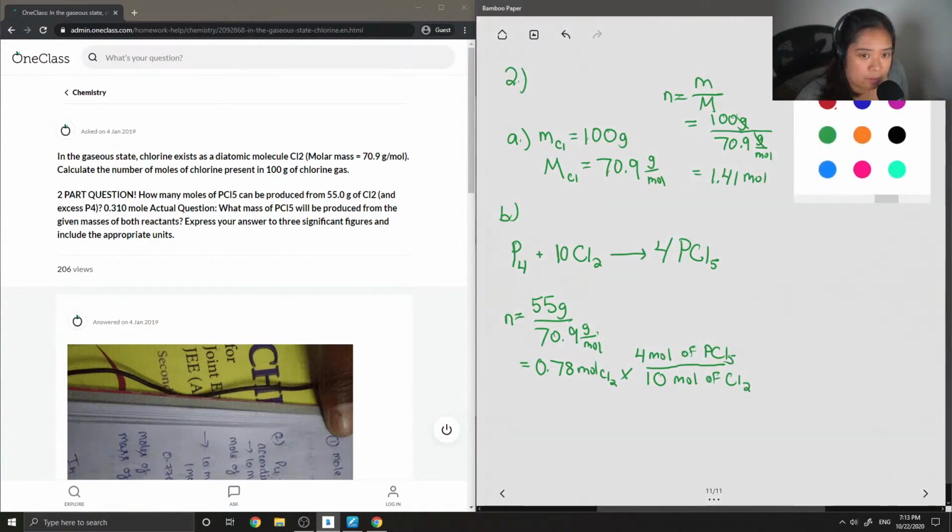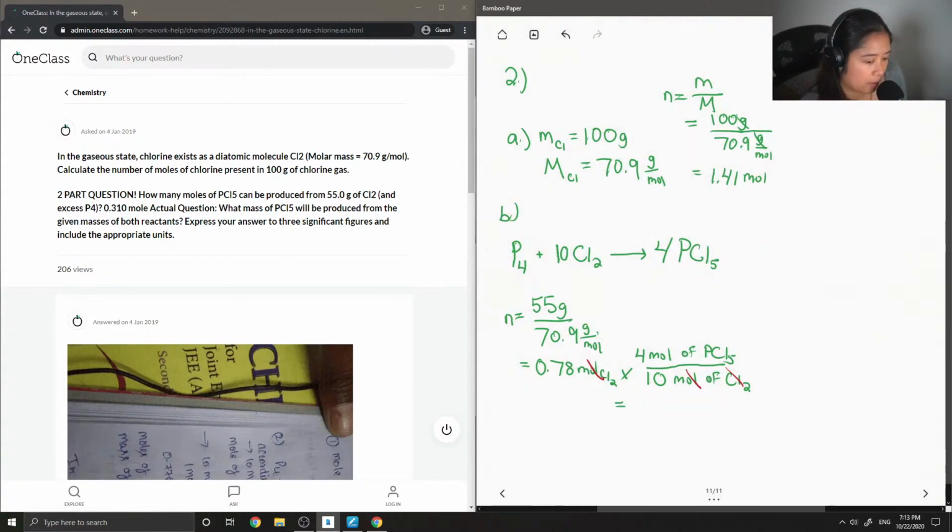And if you get confused about which one is at the top and which one's at the bottom, always make sure you look at your units. So your moles of chlorine should cancel out, and the moles that you're looking for remains. So in our case, the moles of PCl5 will be on top. And then if we do this math, we end up with 0.310 moles of PCl5. So this is the same answer that the person asking the question got.